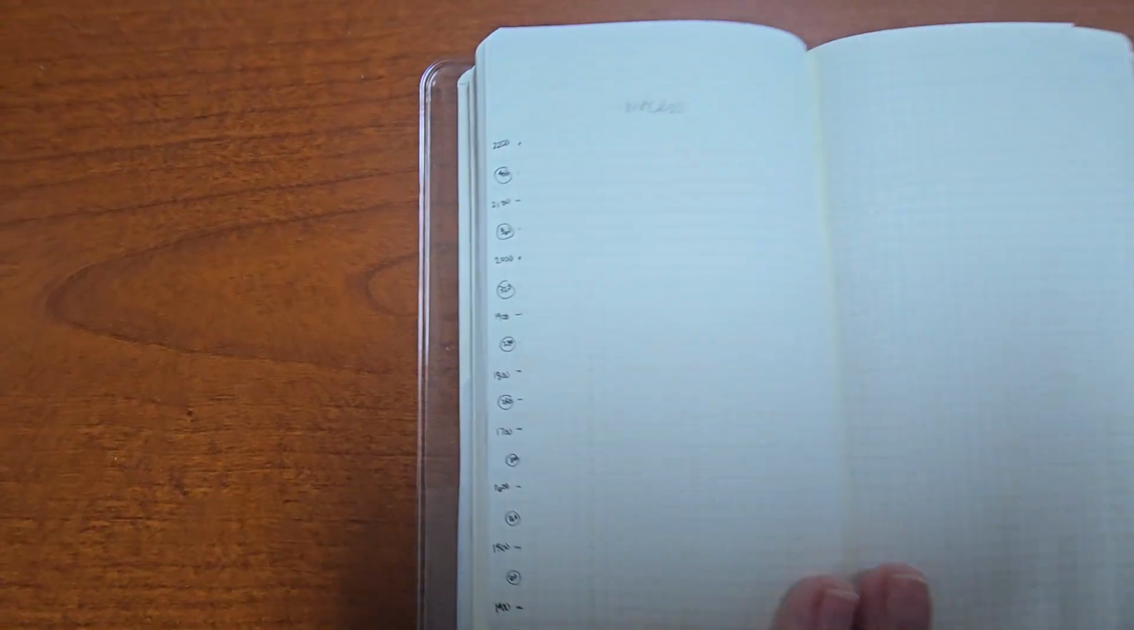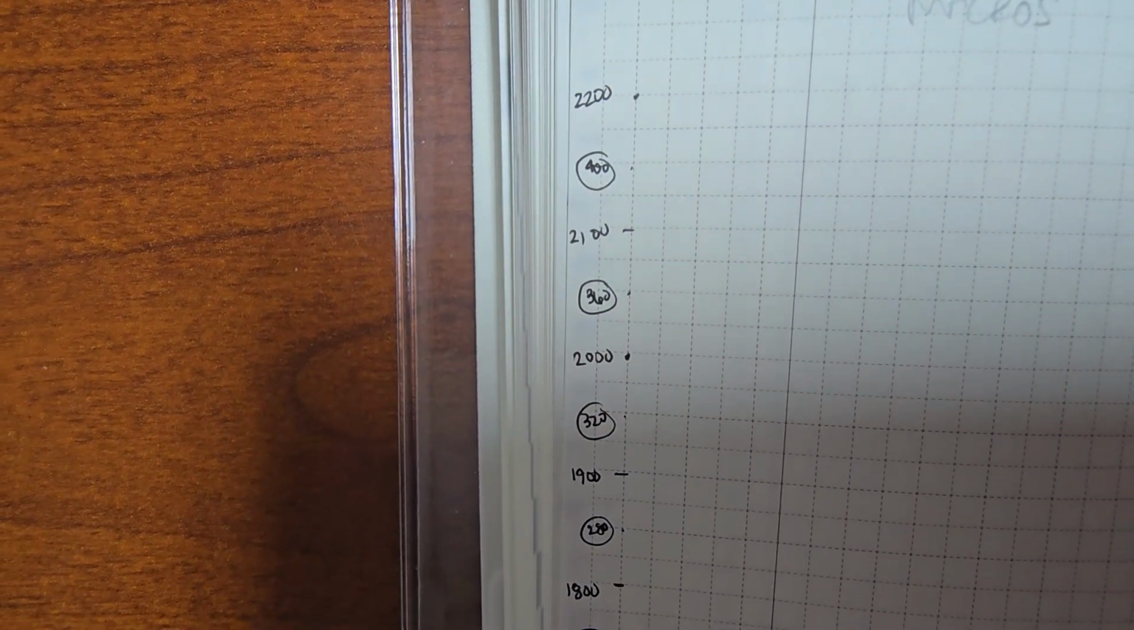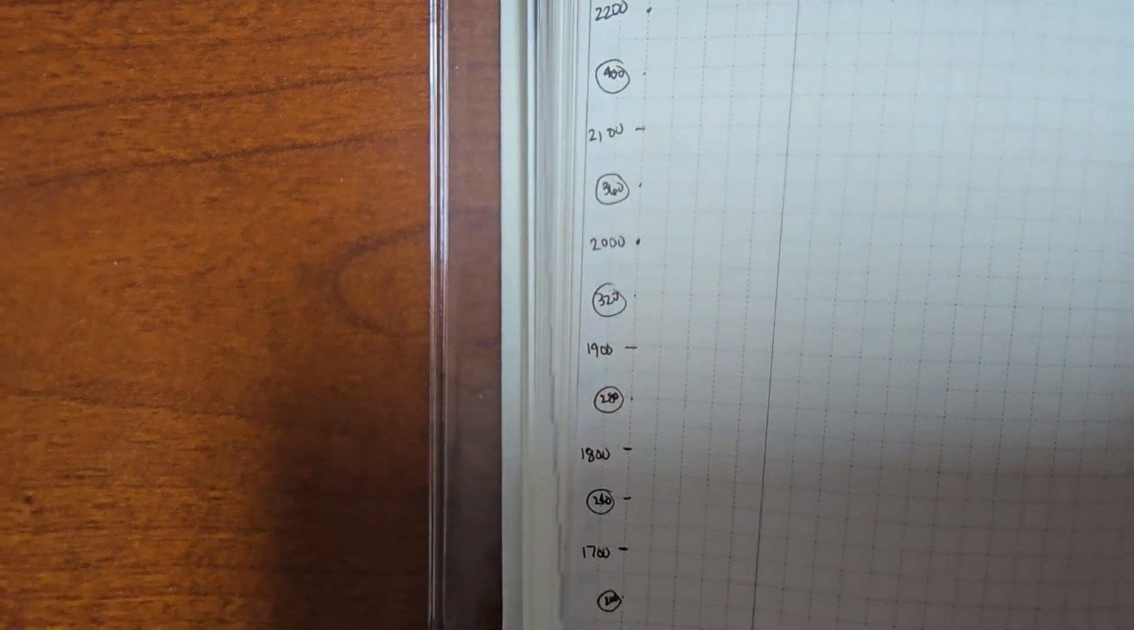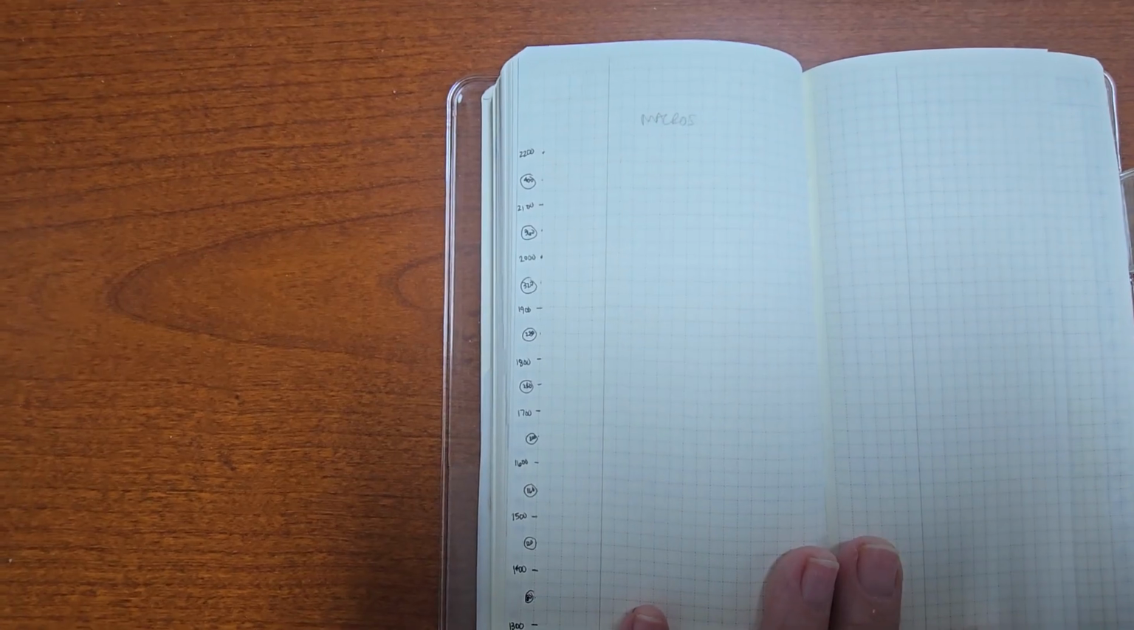Then next we have this one for macros. So you can see I'm tracking both calories, which are the 4-digit numbers, and then macros, which are the 3-digit numbers. And that way I can keep track of the macros and the calories on the same grid.